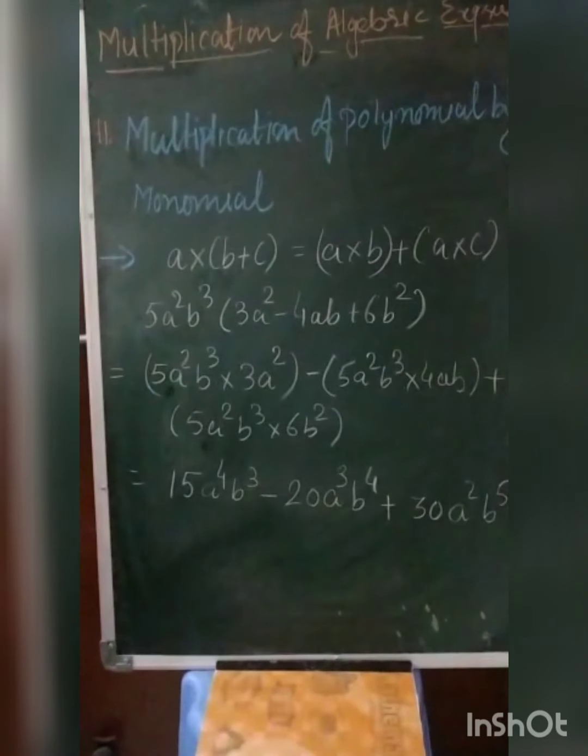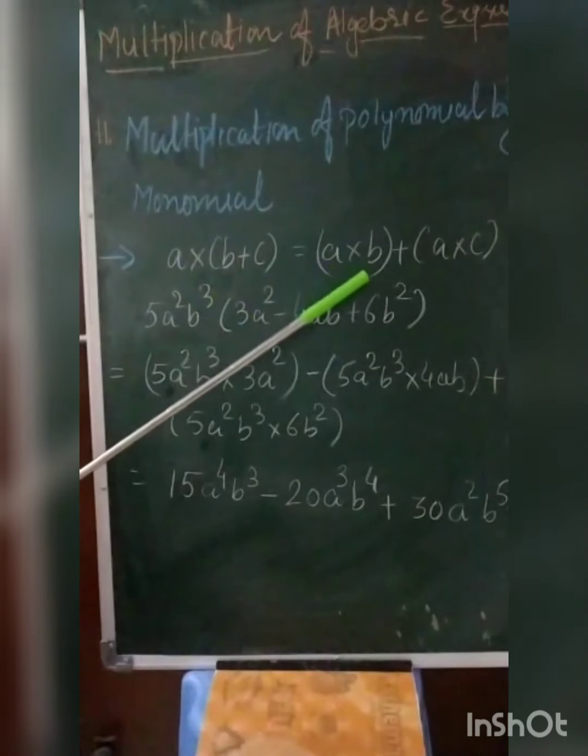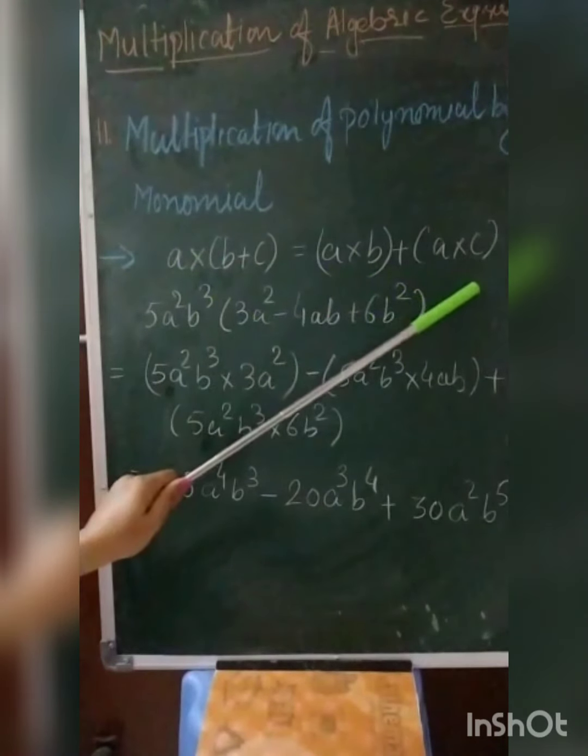As we have seen how to do the multiplication of two monomials by using some rules, now we will check out how to do the multiplication of a polynomial by a monomial. When we are doing a multiplication of a polynomial by a monomial, we have to use the distributive property, which is a into b plus c. Now this a is distributed to b first and then a is distributed to c. So it will become a multiplied by b plus a multiplied by c.